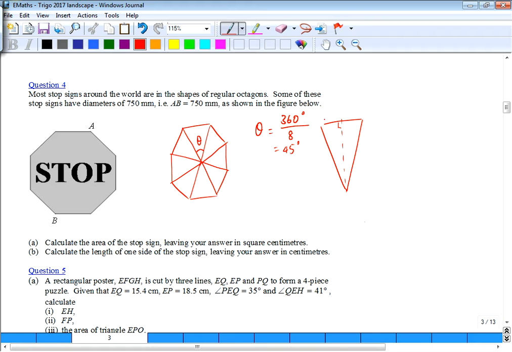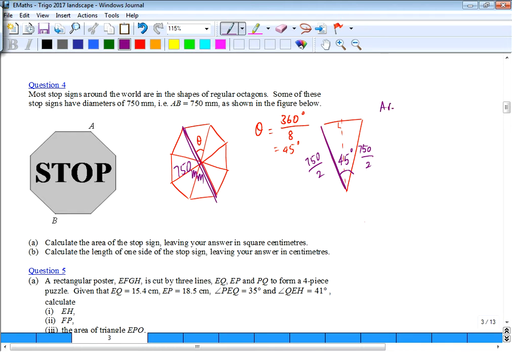Then let's zoom in on one of these triangles. Okay, we can draw this, and because they have a diameter of 750 mm, this part is 750 mm. So this region is 750 over 2. Likewise for this, 750 over 2. And this angle is 45 degrees.